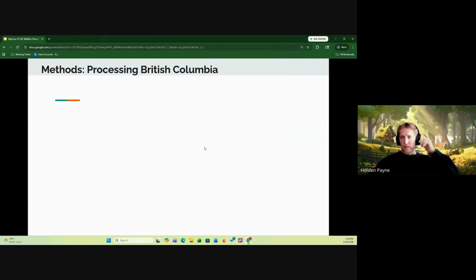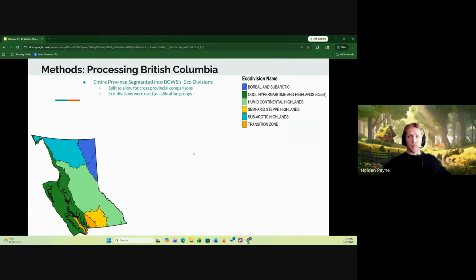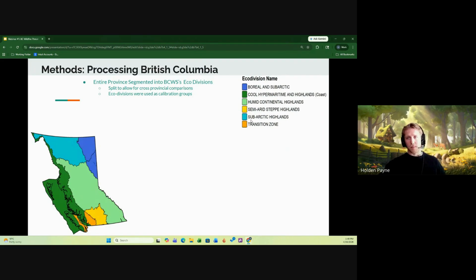So back onto methods more broadly. So how did we decide to process all of British Columbia? And this is what I talked about earlier, that eco-division approach. So we used BCWS's eco-divisions that we split to allow for cross-provincial comparisons, and they were used as calibration groups. So we have individual units within these eco-divisions, but all the units within the same eco-division had the same set of fire regime characteristics.